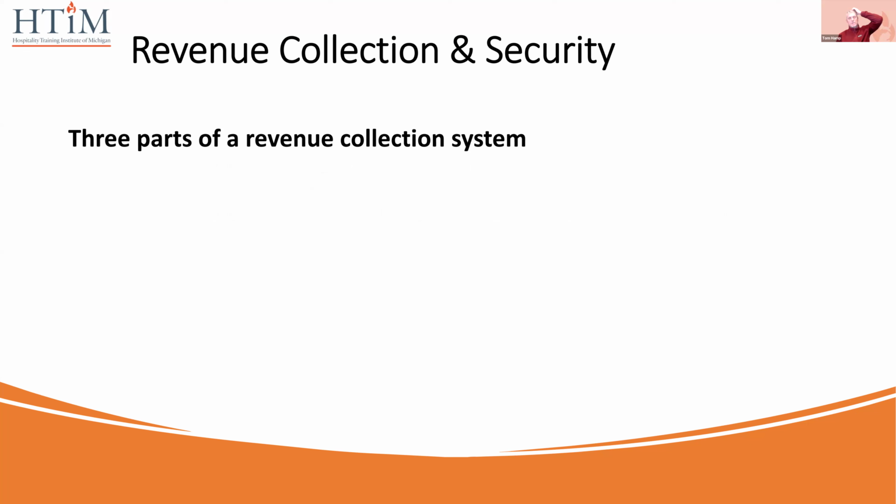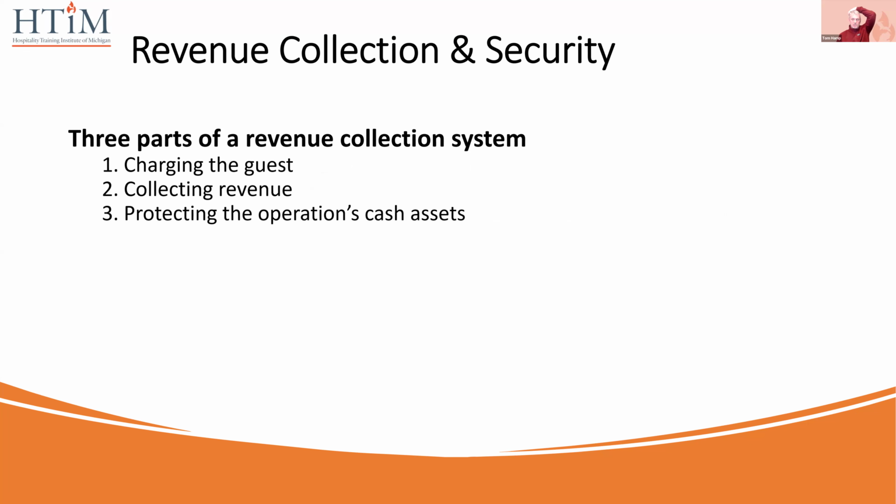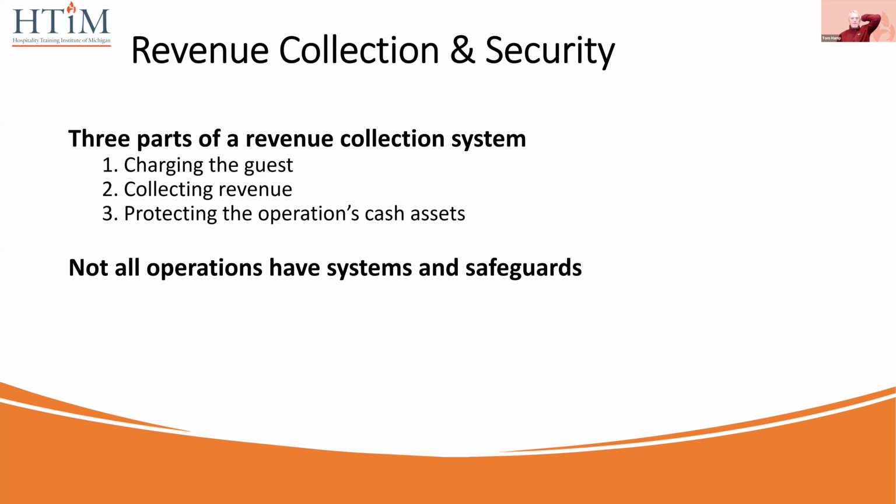So there's three parts really to revenue collection, and that is charging the guest, whatever it's on the check or a bill, collecting that revenue, and then protecting the operation's cash assets, how you collect that and deposit that. So not all operations have safe systems and safeguards, right? So we need to make sure that some of this stuff is in place, or we need to monitor it.